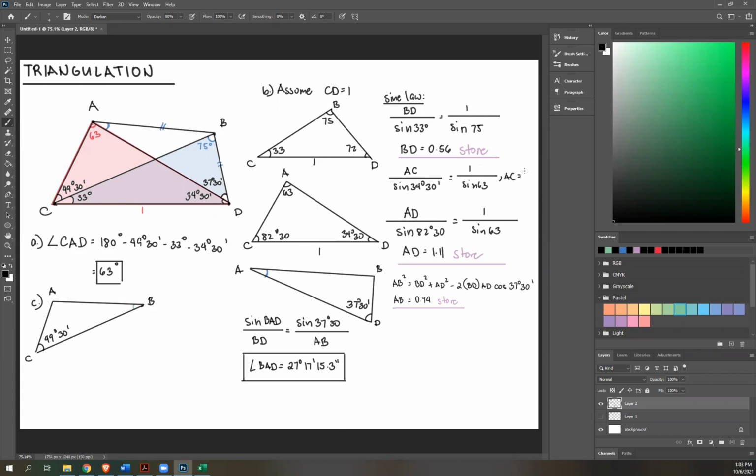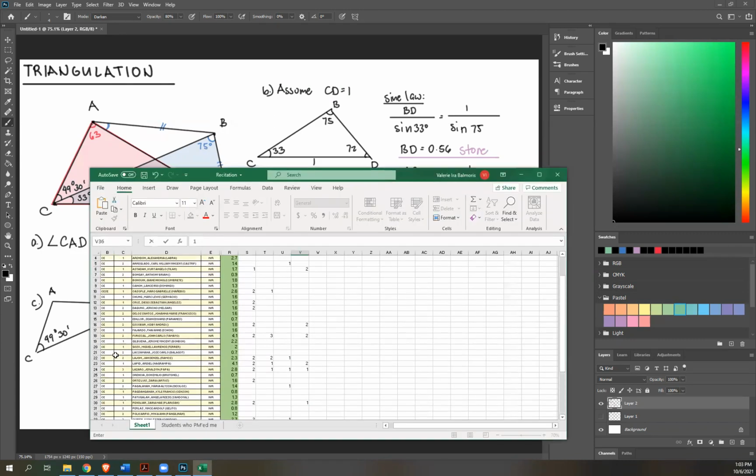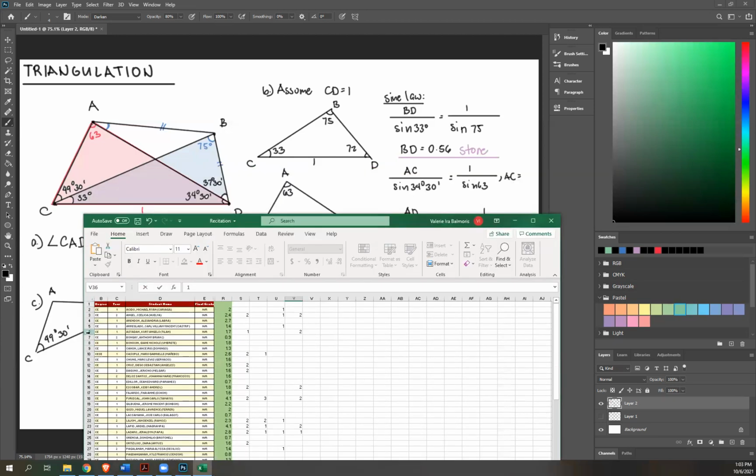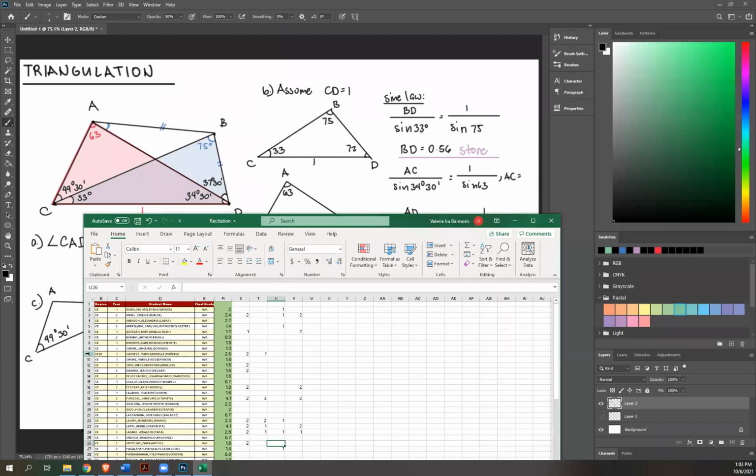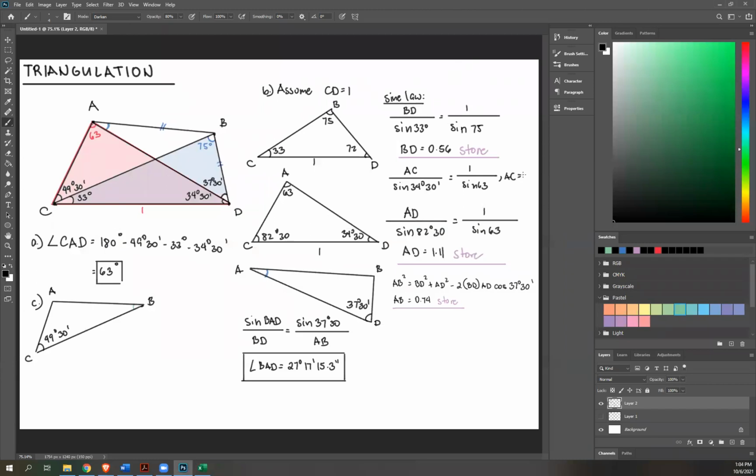From this, what's AC? Correct. It's 0.64. Okay, and then as usual, store. Okay, now I have AC.